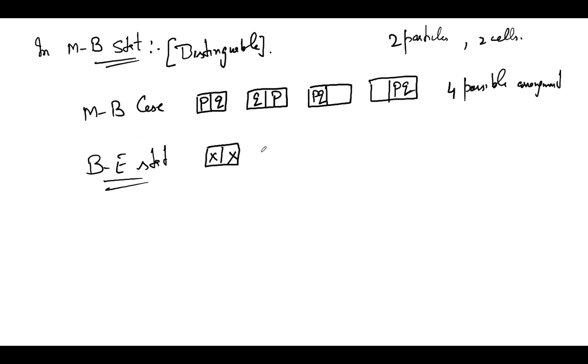So let us say P and Q can be considered as the same particle. One arrangement is one particle in each cell. The second arrangement is that both can be present in the first cell, and the third arrangement is that both can be present in the second cell. So there are three arrangements which are possible for BE statistics.